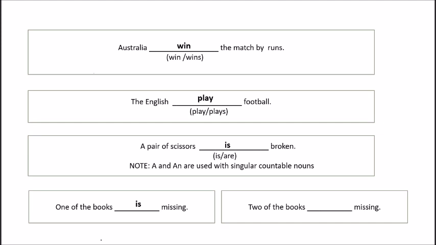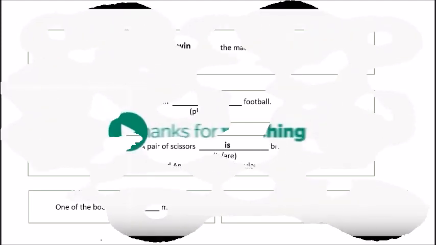Coming to the second example, two of the books dash missing. What are the two nouns or subjects here? Two is the first subject, books is the second subject. Two is plural, books is also plural. Eliminating the middleman, which is books, what are we left over with? Two. Two is plural. So the blank must be filled with plural. Are. Two of the books are missing.